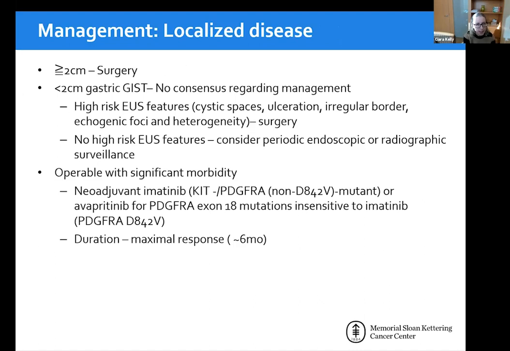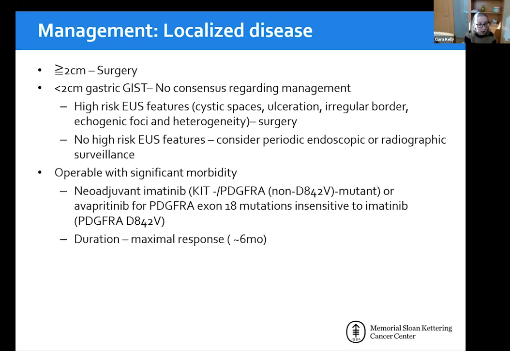In terms of management, when we have localized disease, often the priority of treatment is surgery, particularly for tumors over 2 centimeters or greater. For those that are less than 2 centimeters, there is no real true consensus yet regarding their management. However, for patients who have high risk features on endoscopy, surgery is considered. And for those with no evidence of high risk features, then periodic endoscopy or imaging surveillance can be considered. And I think Dr. Krieger will probably go into this in a little bit more detail.